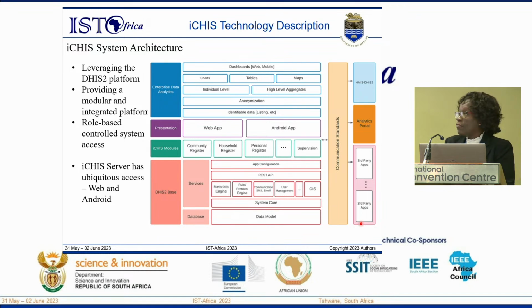The architecture for IKIS leverages the DHIS2 platform, which is open source. Others earlier already mentioned about this. It provides a modular and integrated platform, which is role-based controlled system access. That's IKIS, based on what role you have within the health structure. That's the type of access you would also get. IKIS server has ubiquitous access, as it uses both the web and Android.